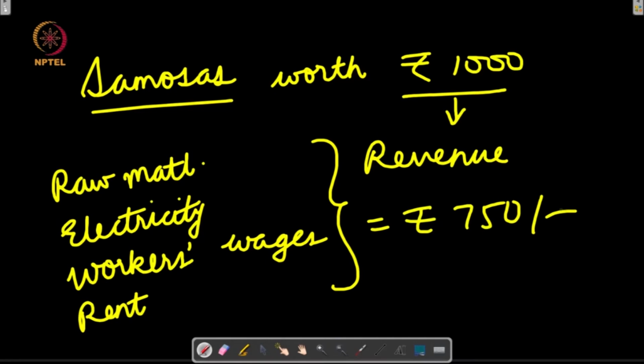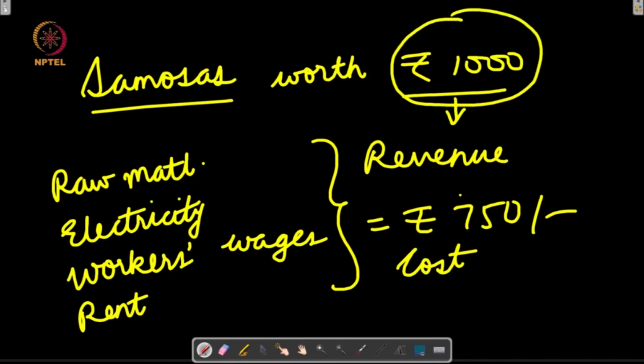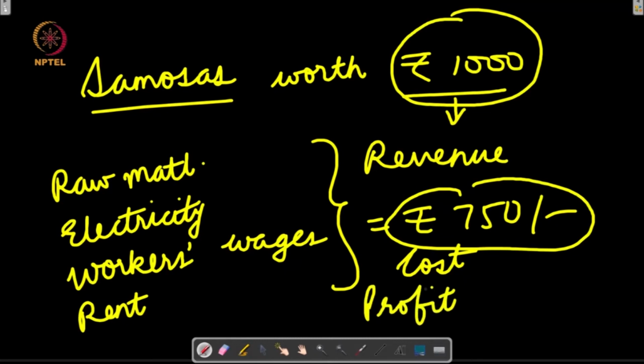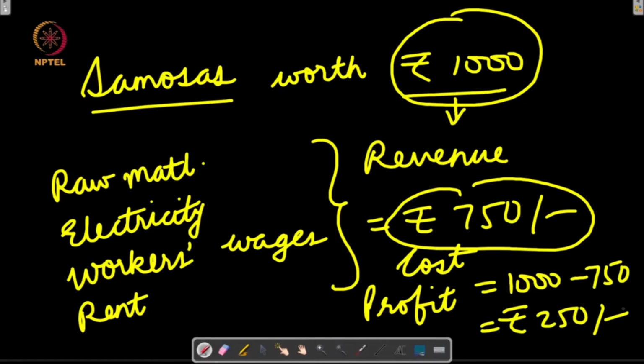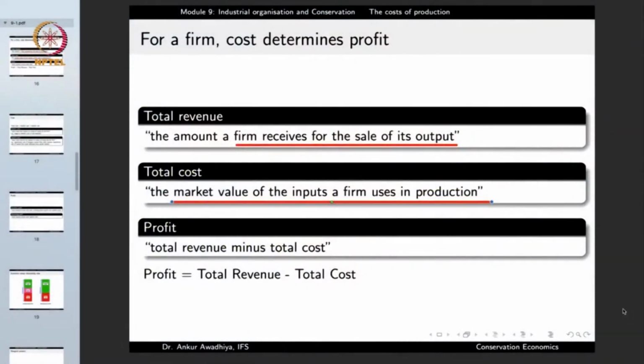So in this case, we will say that this is the cost of production, and the difference between the revenue of 1000 rupees and the cost of rupees 750 will give us the profit. So the profit is 1000 minus 750, which is rupees 250 for this particular day. So total revenue is the amount a firm receives for the sale of its output, in this case 1000 rupees.